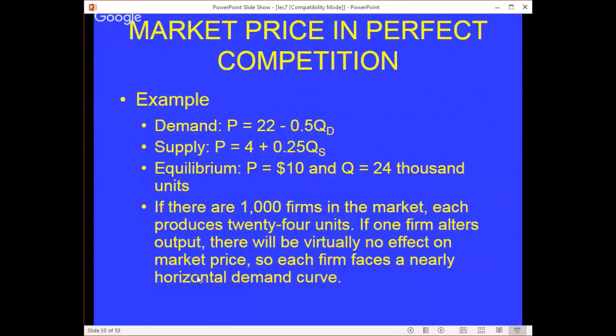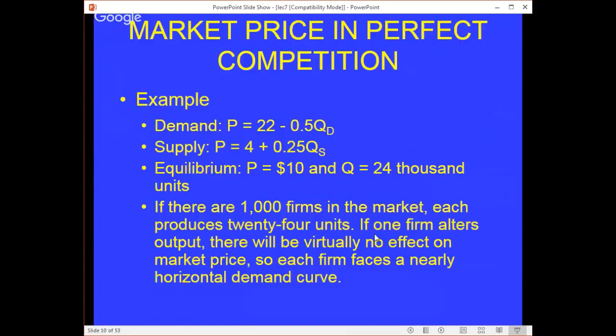And in this case, Q is going to be 24,000. And once I get 24,000, all I have to do is plug it back into either my supply or demand curve, and I'll get price equals 10. I'm assuming there's 1,000 firms in the market, and therefore, each firm, assuming we're going to divide it equally, will produce 24 units. That's 24,000 divided by 1,000.